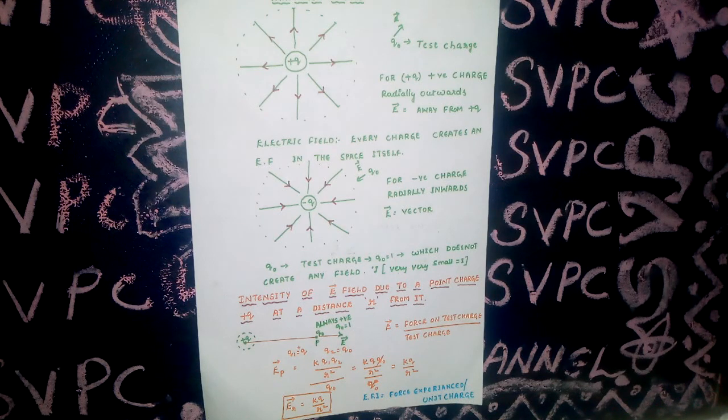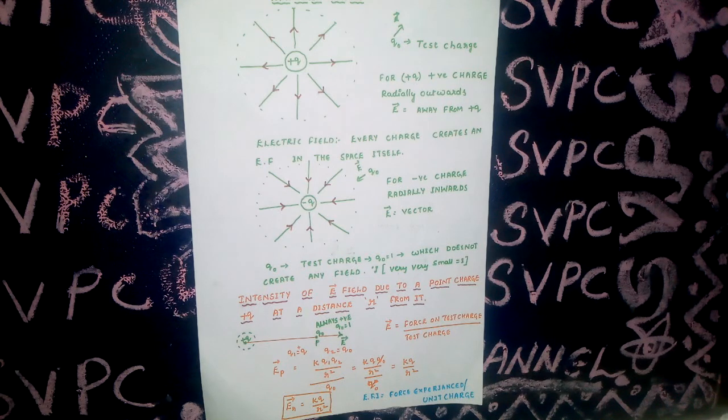Okay, electric field is like it creates its own field around the space, in the space itself, around itself, it creates one electric field. Means it is having the capacity to attract or repel some other charges. So in the presence of air or space, it will create its own field.